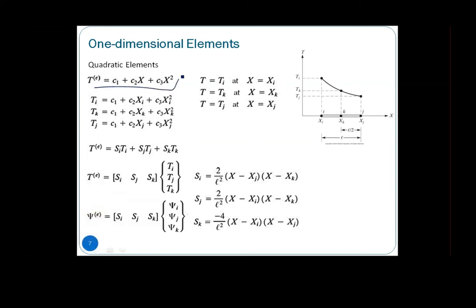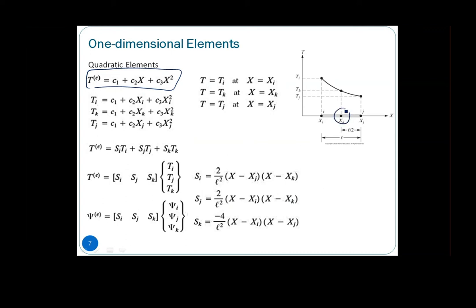These give us the quadratic elements, where we have three unknowns. With three unknowns, we basically need three equations. That is the reason why we need three nodes. So in between the two nodes of the one element, we need another node here, which is the node k.